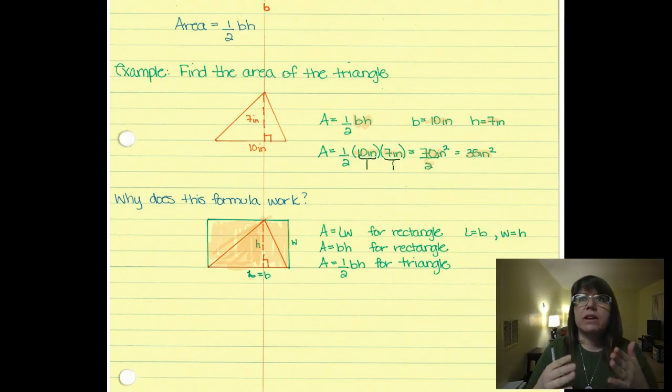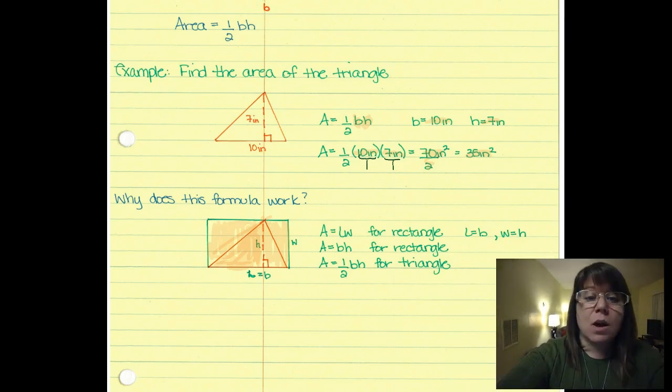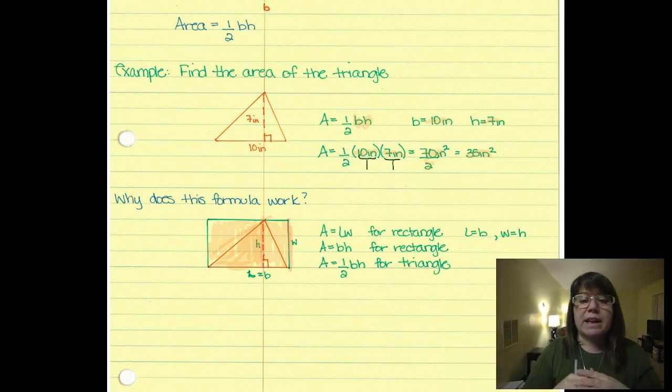And if the area of a rectangle is length times width, we can think of the length as the base of my triangle and the width as the height of my triangle. But I only need half of that rectangle. Therefore, the area of a rectangle would be base times height, and the area of the triangle would be 1/2 base times height.